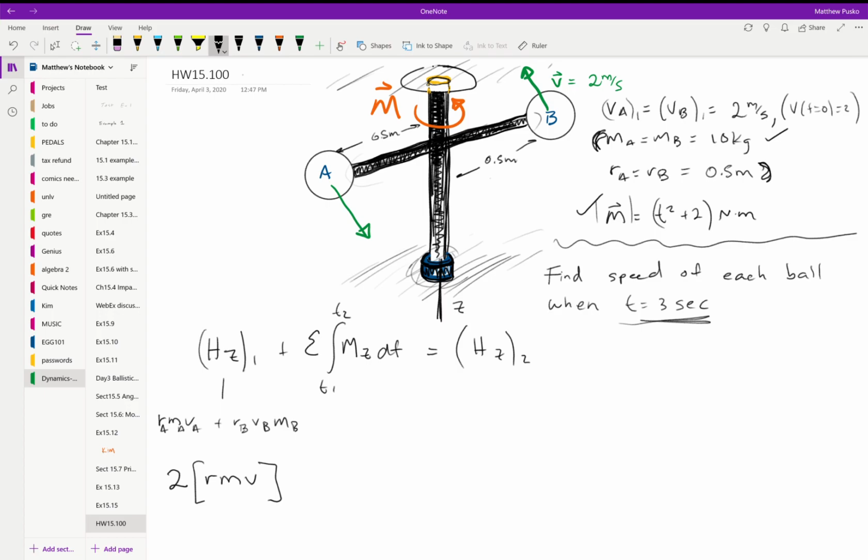Okay, so we want to integrate the moment to get the impulse, so it is a function of time. The integral of t squared plus 2 dt, and they asked after 3 seconds, which implies we're starting at 0, and we'll integrate up to 3. Don't forget the 2 on this side if you're going to do this method. Otherwise, your answer will be twice as fast, I think.